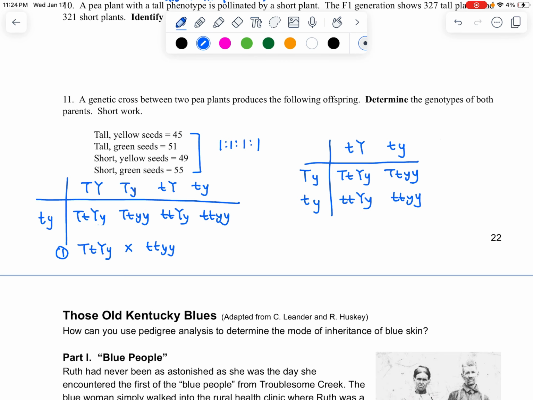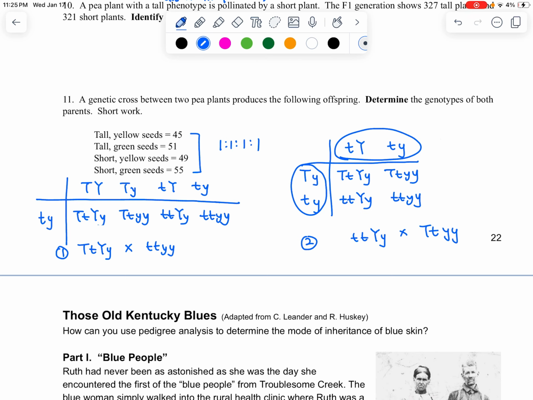And again, we can confirm that we can produce 4 different types of offspring, right? So 1 to 1 to 1 to 1 ratio, like so. Okay, so that means the genotype of the first parent shown on this side will be little t, little t, big Y, little y. And the genotype of the second parent shown on this side is going to be big T, little t, little y, little y. Okay, so that's the second type of parental genotype combination that will give rise to this 1 to 1 to 1 to 1 phenotype ratio.